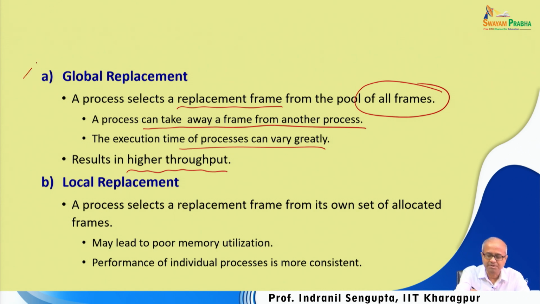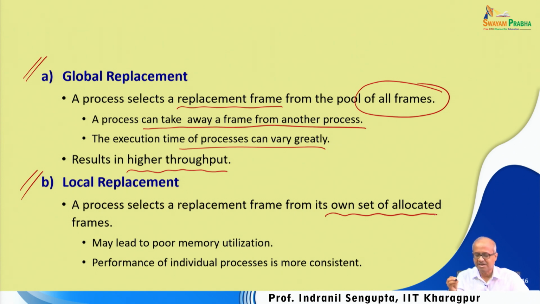So, this is global replacement. Vis-a-vis, you can have something called local replacement, where the process is selecting the replacement frame from its own set of allocated frames. Suppose I am a process, I have been allocated 10 frames, I need a new frame. So, I will be selecting as victim one of those 10. So, I will not be disturbing the other processes.